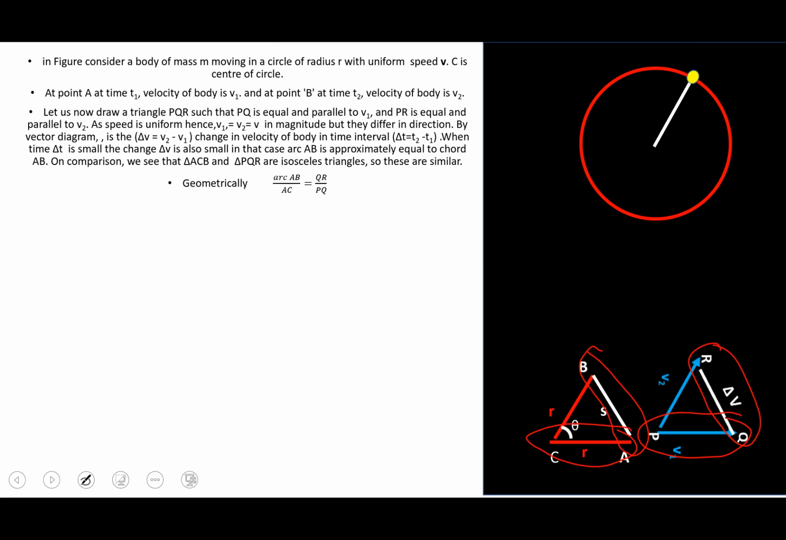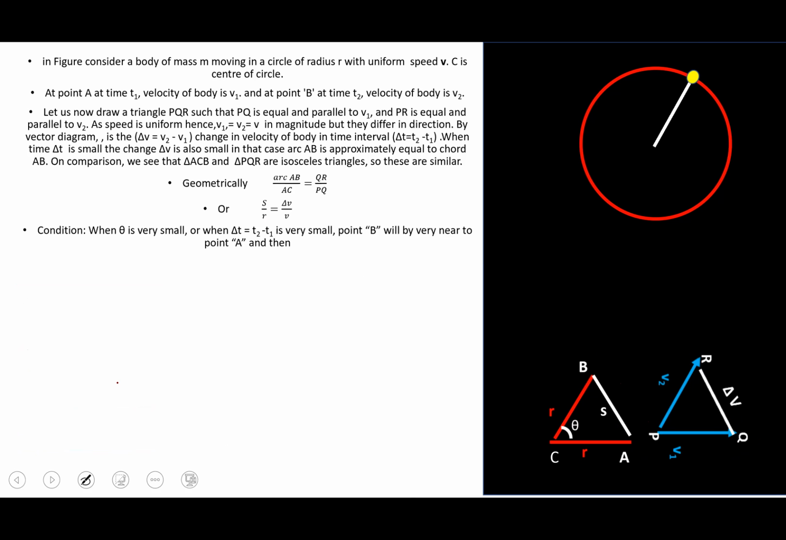Now let us name the sides. So we can say now that arc AB can be written as S, and AC can be written as R. QR can be represented as delta V, whereas QP can be represented as V. Now, in this simple case, we have a ratio formula that S over R is equal to delta V divided by V.